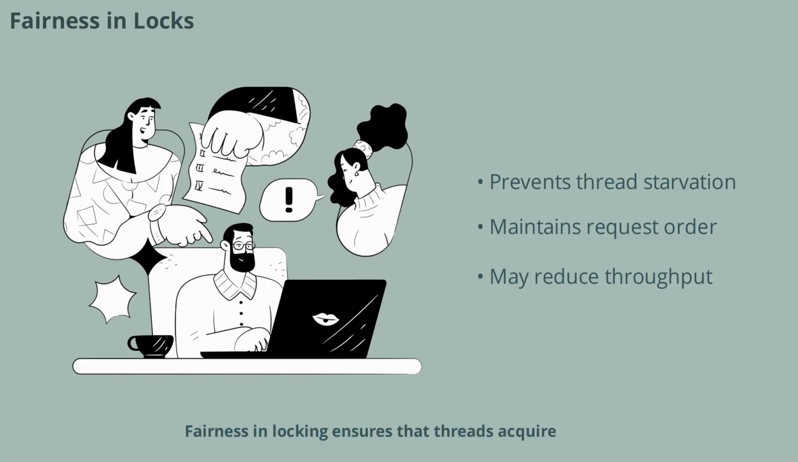Fairness in locking ensures that threads acquire locks in the order they requested them, preventing thread starvation. A fair lock grants access to the longest waiting thread next. While fairness prevents starvation, it can reduce throughput due to the overhead of maintaining order. Non-fair locks may offer better performance but risk some threads waiting indefinitely.